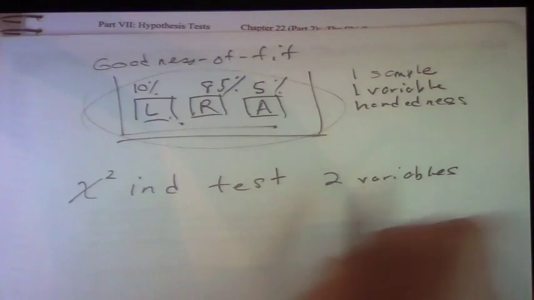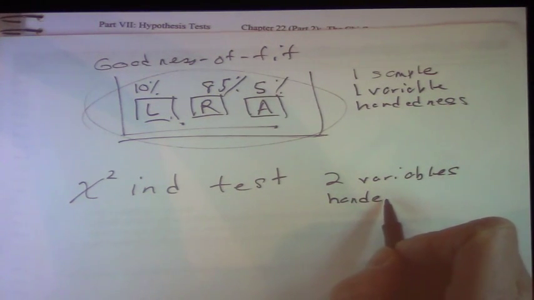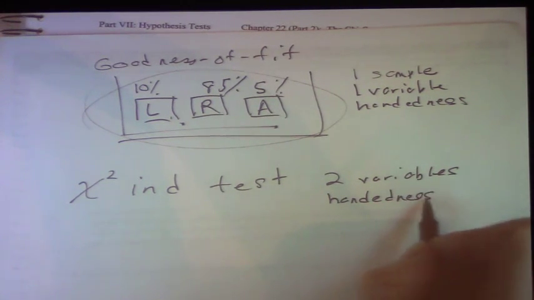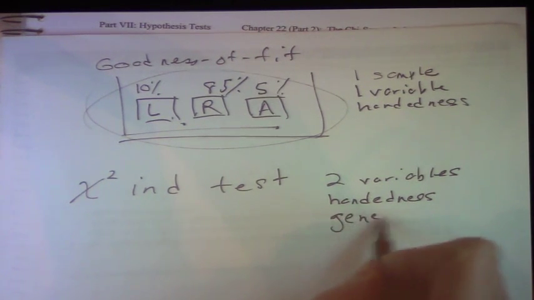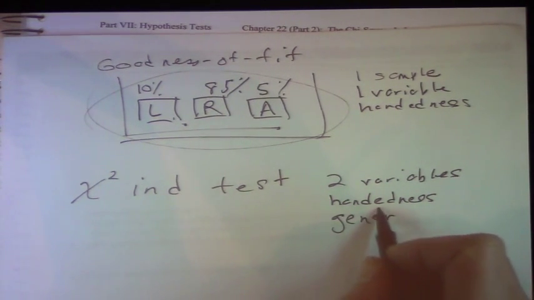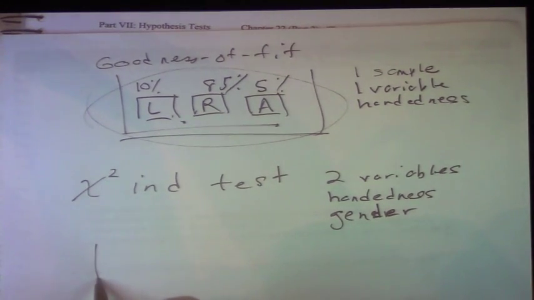And the one on your homework is handedness. That's one of them. Handedness, is that the right word? Handedness: left, right, or ambidextrous, there are three categories. And the other is gender, male or female. Gender, okay? So you could think about it this way.